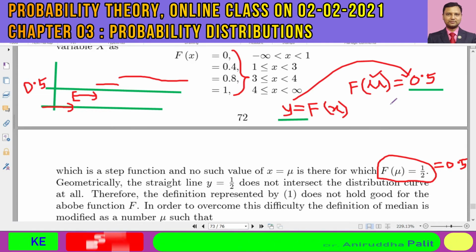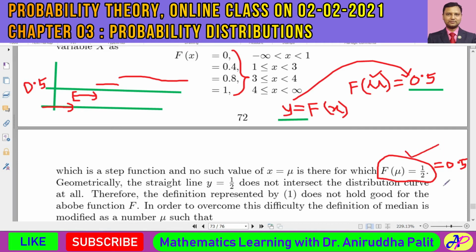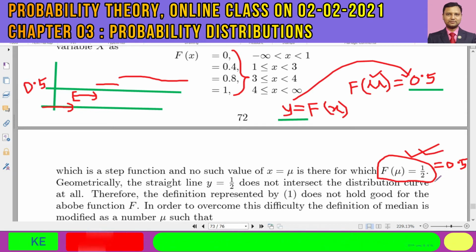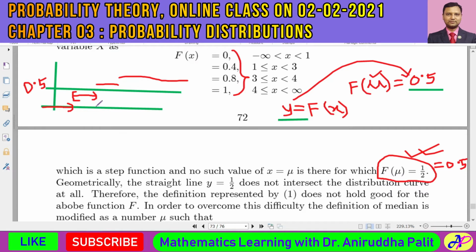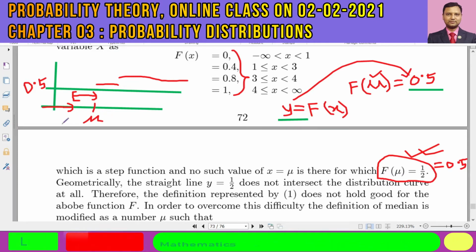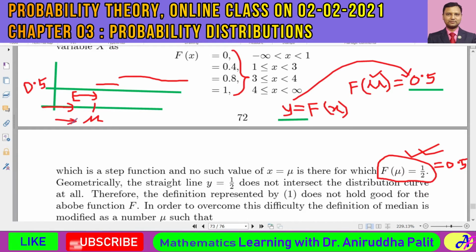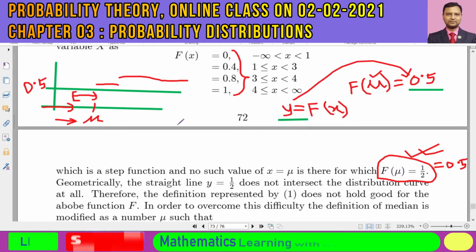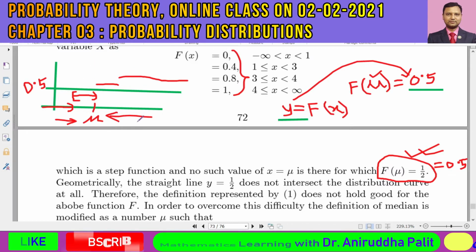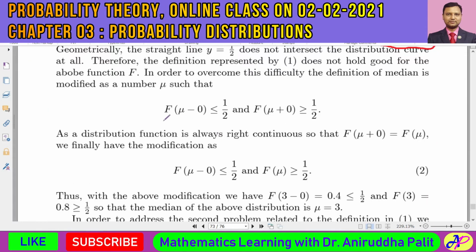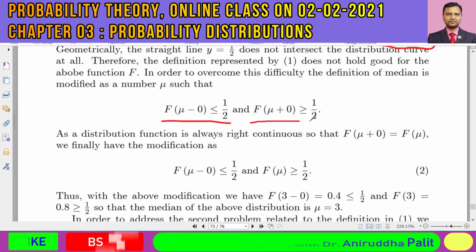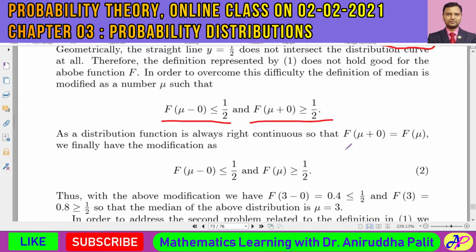So you see, we require some kind of modification of this definition of median. And what is the modification? The modification is proposed in this way: suppose this is the value of mu, then if you consider the left limit of mu, the probability mass should be less than or equal to half, and on the right limit it should be greater than or equal to half. If you consider this kind of limit, F of mu minus 0 is less than or equal to half, and F of mu plus 0 is greater than or equal to half, then this kind of problem can be resolved.